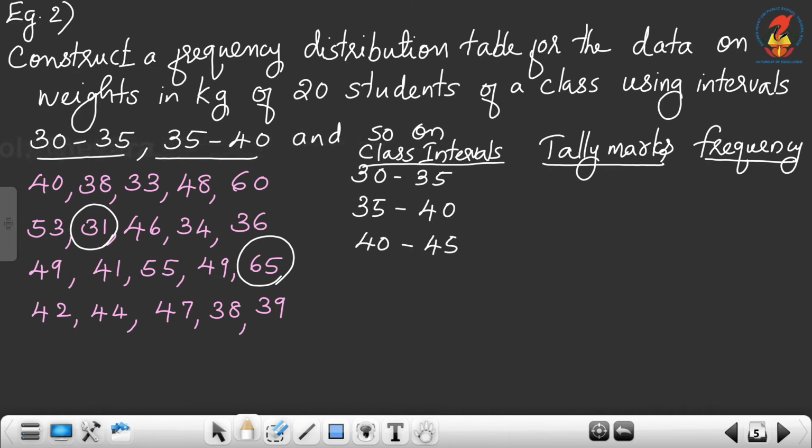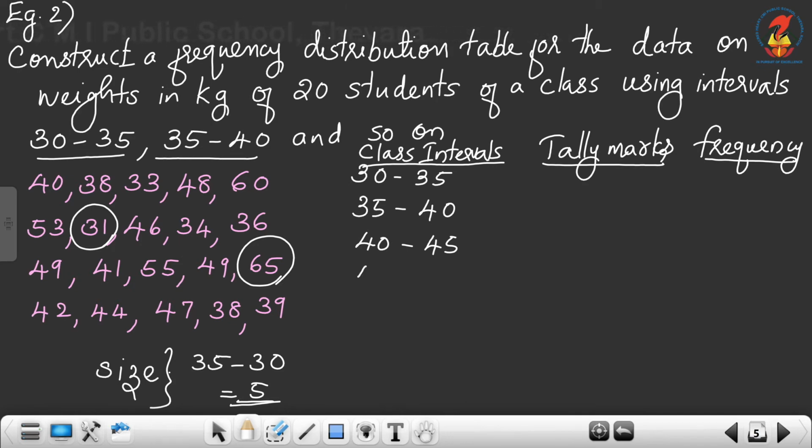So can you say what is the size of the class interval? 30 is known as the lower class limit and 35 is known as the upper class limit. The difference between the upper class limit and the lower class limit, 35 minus 30, is equal to 5. Therefore, the size of the class interval is 5. You can see that everywhere the size of the class interval is 5.